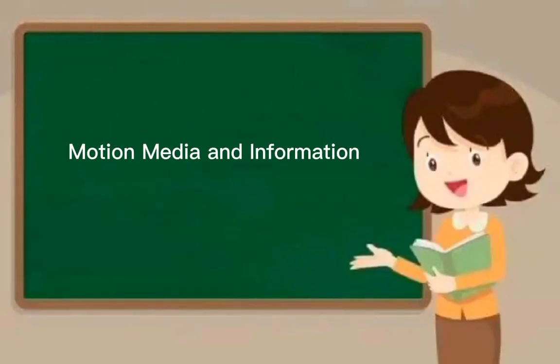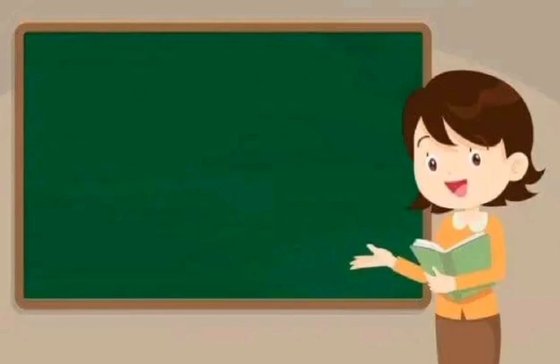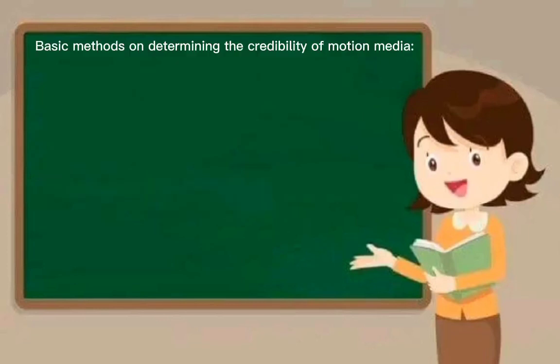Motion media and information. Motion media and information can be produced formally and informally. Informally produced motion media are created by individuals, often for personal use. Motion media formats, types, and sources. Basic methods of determining the credibility of motion media.